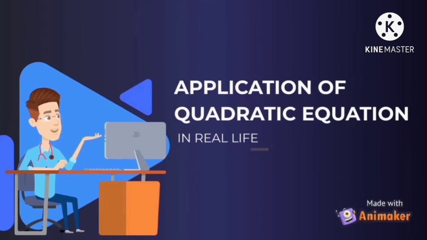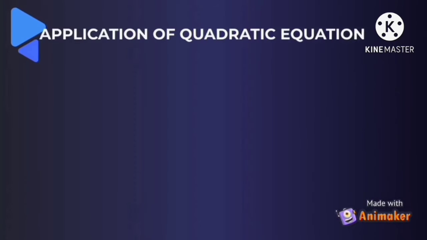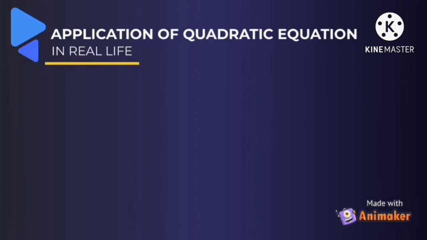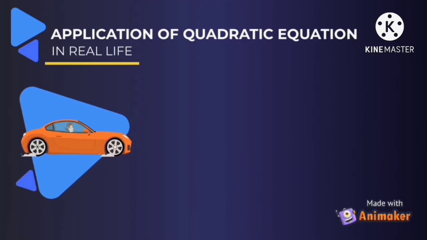Application of quadratic equations in real life. Quadratic equations are actually used in everyday life. For example, first is finding the speed of an object. Quadratic equations are also useful in calculating speed. For example, when you drive a car and the speed changes every time, by using the quadratic equation, you can estimate the car speed.